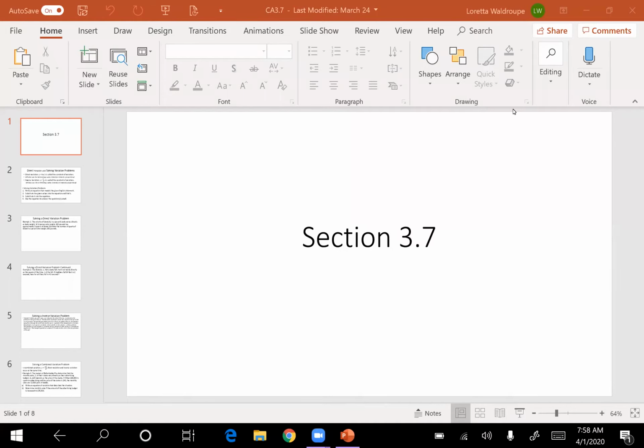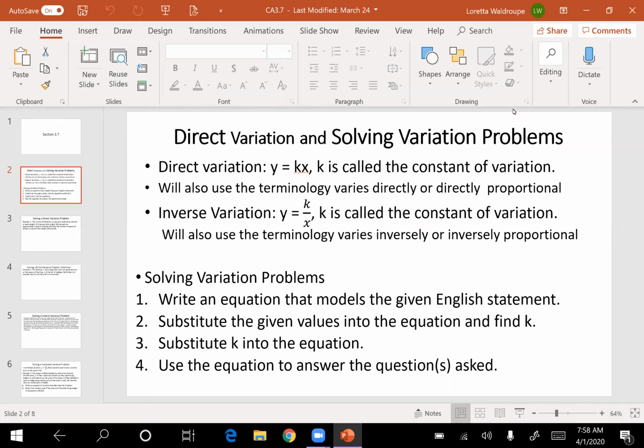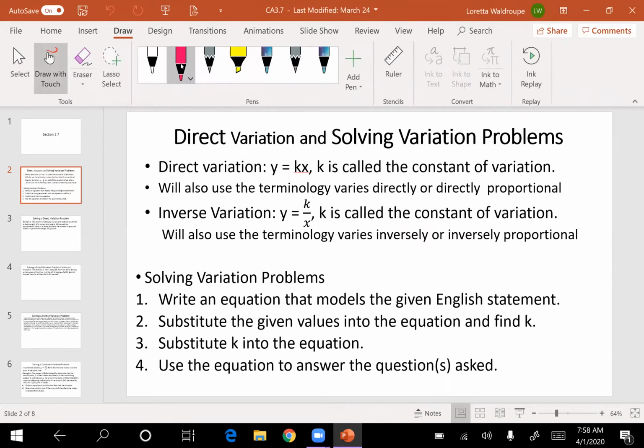Okay, today we are looking at section 3.7. In 3.7, we're going to be talking about variation and how to solve variation problems. When you have a variation problem, you always have a K. That is your constant of proportionality. Once you find that value for that problem, it does not change. That's going to become important here in a little bit.